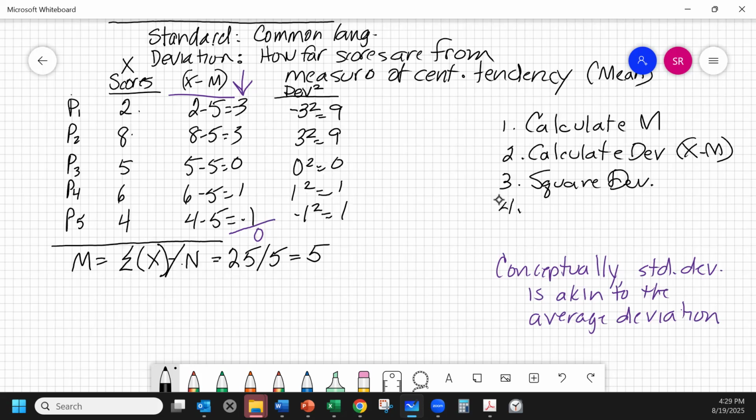So now we can calculate the sum of squares. I'll just write SS. The sum of squares is just the sum of all the deviations, x minus M squared. And in this case, we just add 9 plus 9 plus 1 plus 1, 20. Next, we calculate the variance.